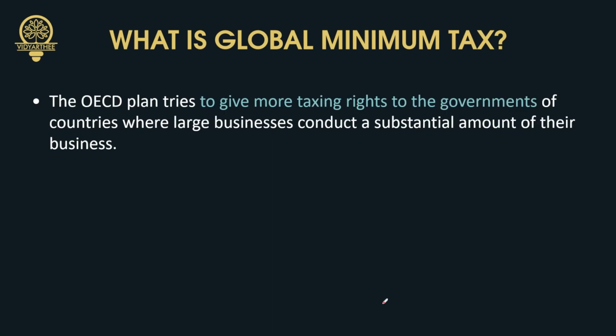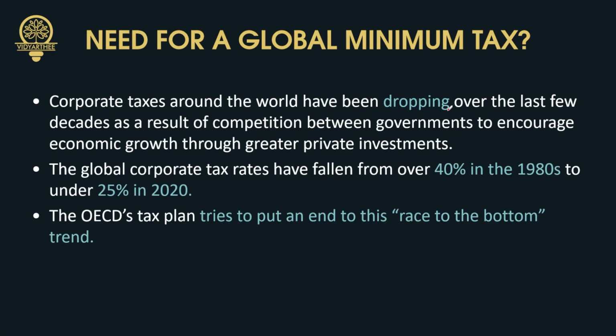Now, the OECD plan tries to give more taxing rights to the governments of the countries where large businesses conduct a substantial amount of their business. Now, what is the need for a global minimum tax? Corporate taxes around the world have been dropping over the last few decades. Global corporate tax rates have fallen from 40% in the 1980s to under 25% in 2020. The OECD's tax plan tries to put an end to this race to the bottom trend.